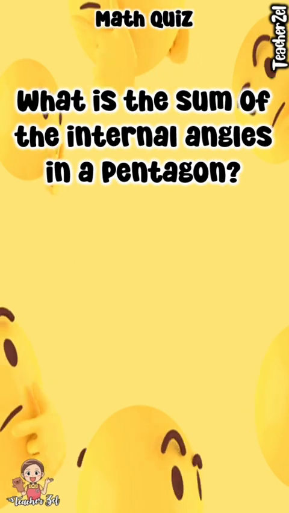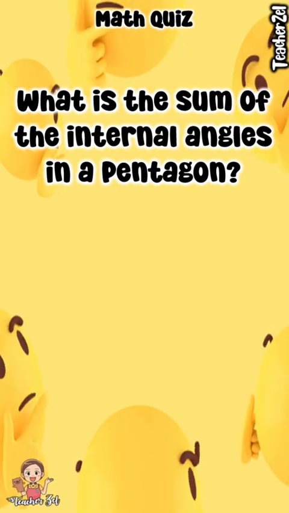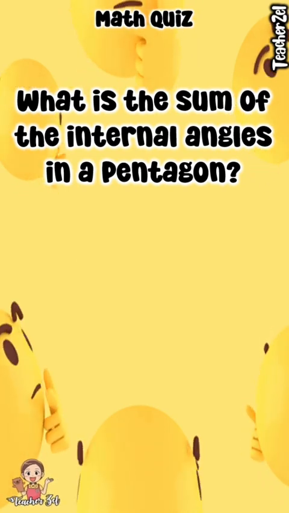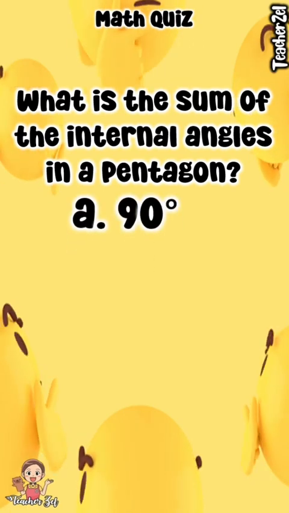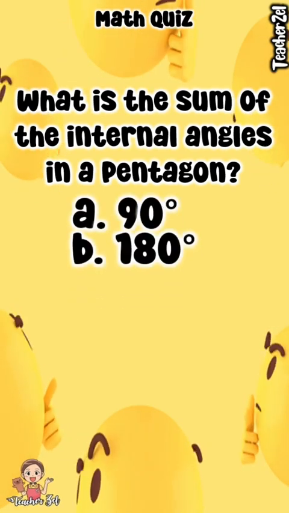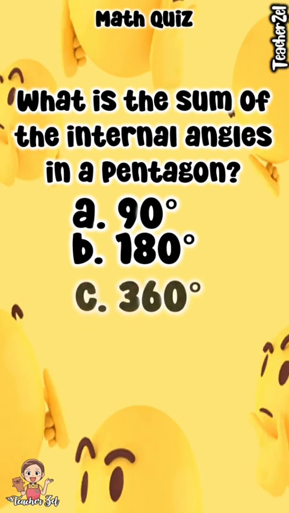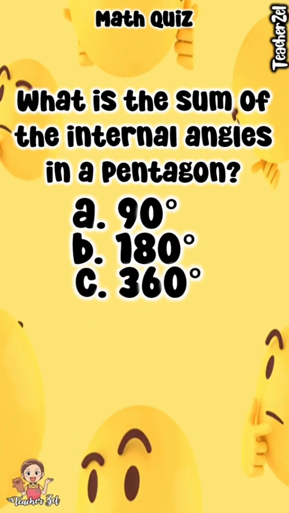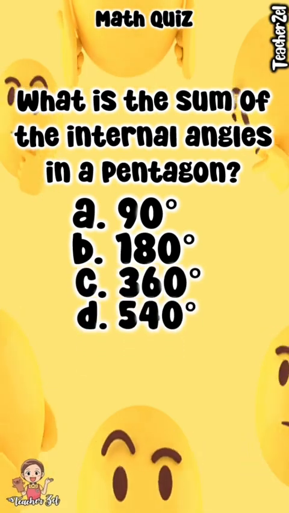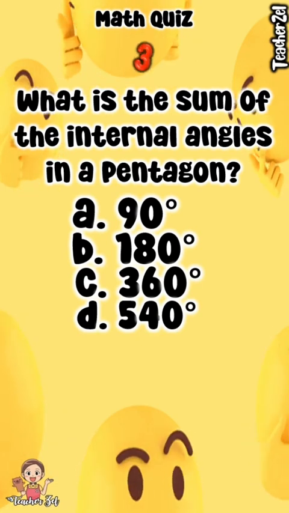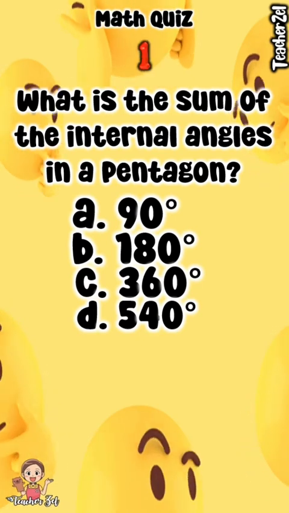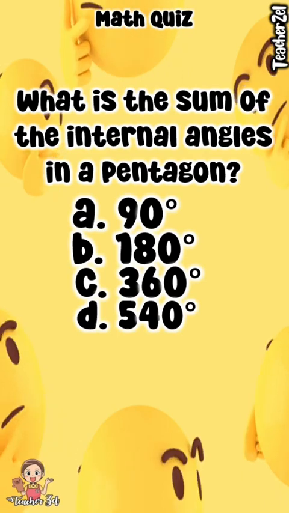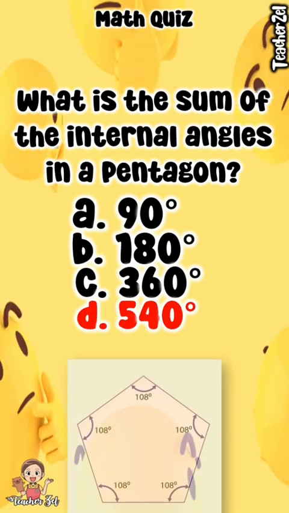What is the sum of the internal angles in a pentagon? A. 90 degrees, B. 180 degrees, C. 360 degrees, D. 540 degrees. The answer is D. 540 degrees.